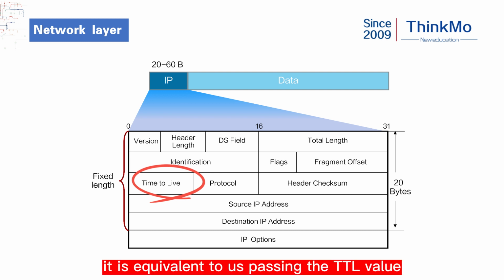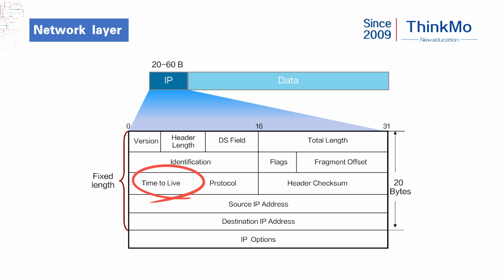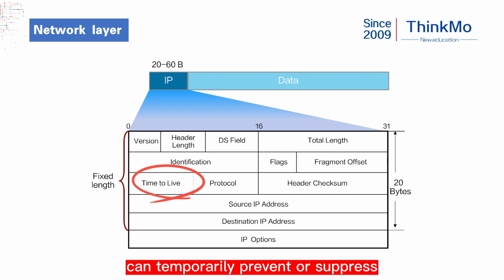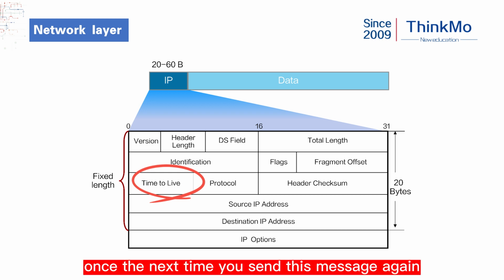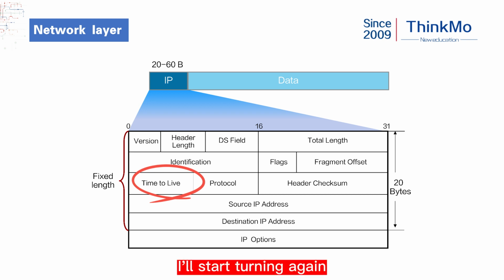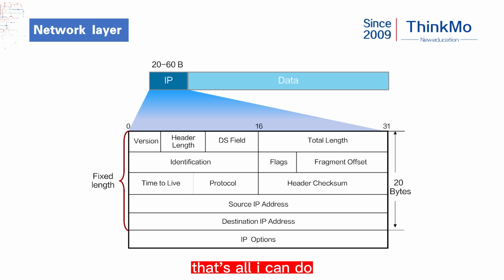It is equivalent to us using the TTL value to temporarily prevent or suppress this round of loop problems in our network. It doesn't break the loop. It can only temporarily remove the loop. Once the next time you send this message again, I'll start turning again, only finishing 255 times, and then I'll throw this one away. This message will not be forwarded in the network all the time. That's all I can do.